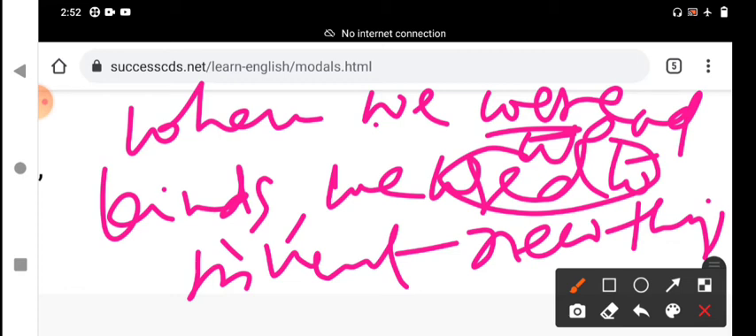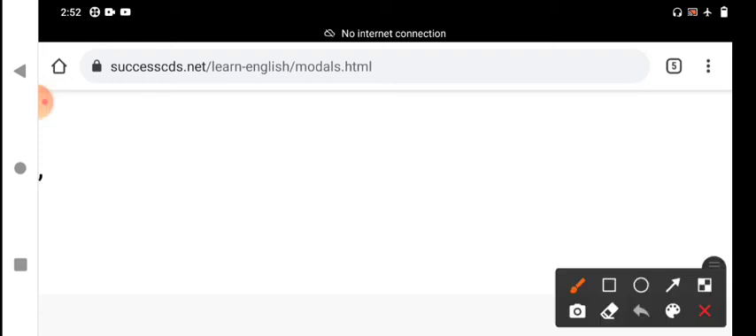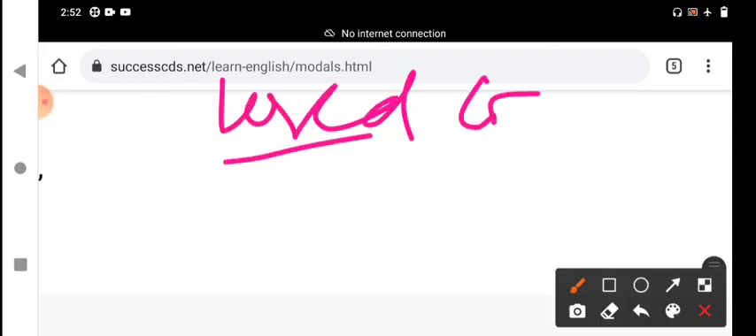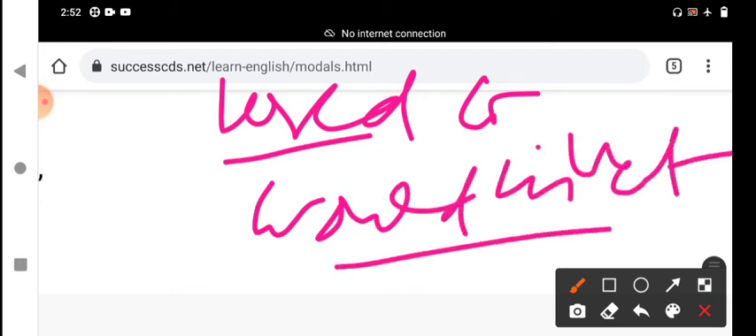My dear students, please understand this note and take your notebook and note it down. "Would" also expresses a past activity. In the place of "used to", we can use the modal verb "would". Same example: when we were kids, we used to invent new things. When we were kids, we would invent new things. They have the same meaning and the same function of expressing past habitual action.